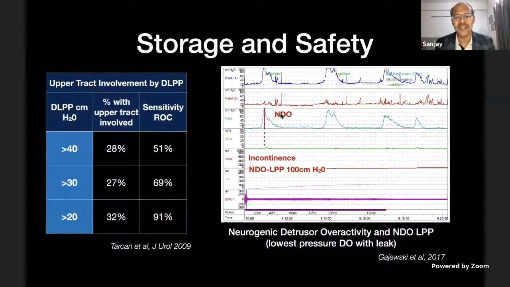So you can see here NDO leak point pressure. Is it 100? No, not really. 100 is not the lowest pressure at which the patient leaks. So in this patient, the NDO leak point pressure is actually 48 and not 100 because the lowest pressure at which the patient leaked with a phasic contraction was 48.